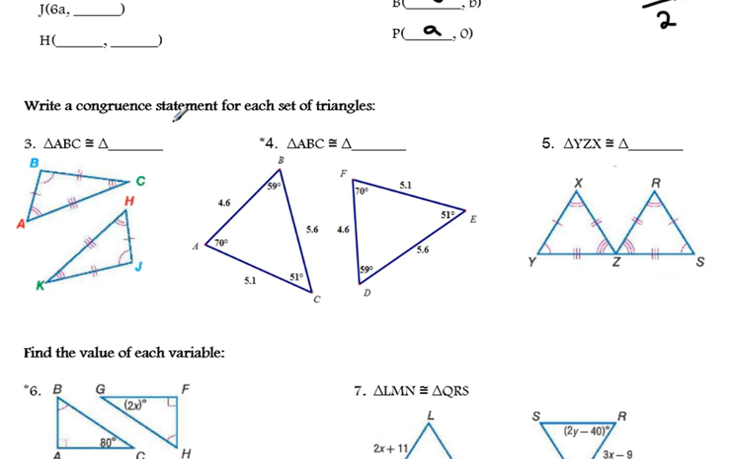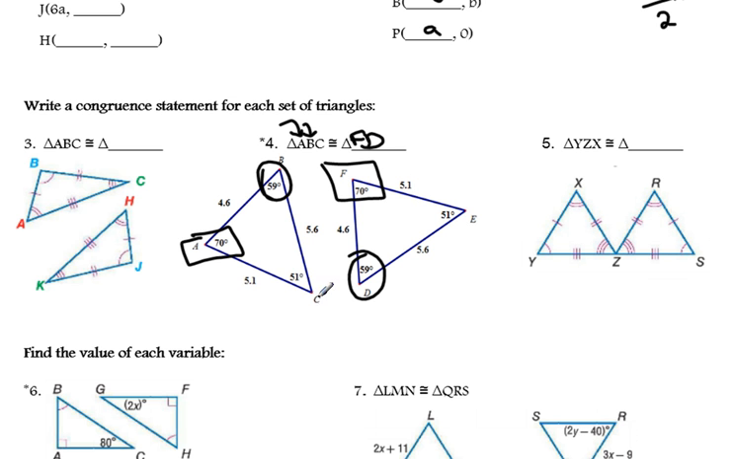Number 4, it says to write a congruent statement for each set of triangles. First letter they give you is A. A has 70 degrees at its angle, so the first letter of our second part has to match with 70 degrees, and that's at F. Then we have B, second, and that's 59 degrees. So it's going to match with D because it's 59 degrees. We then have C, and the other angle that's 51 degrees is at E. So that's also our third letter.